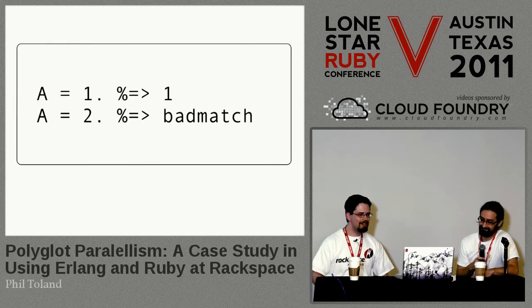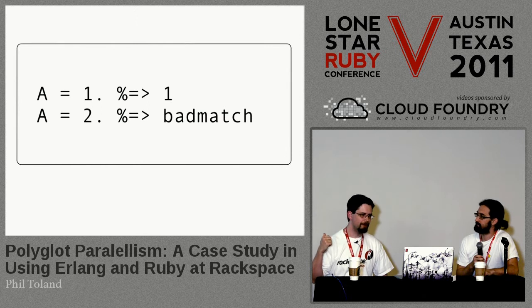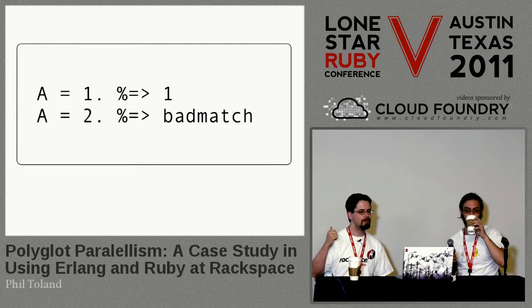So this is an example. In the first line, we're assigning the value 1 to the variable a. Erlang statements are terminated with a period. And in the second example, we try to assign 2 to the variable a, and Erlang throws a bad match error and says, nah, you can't do that.